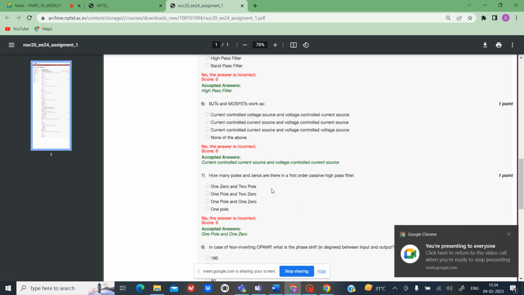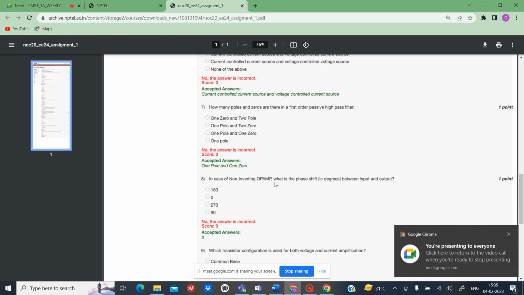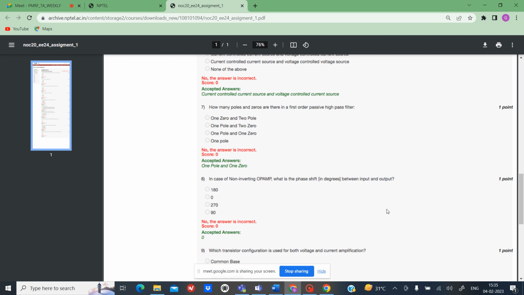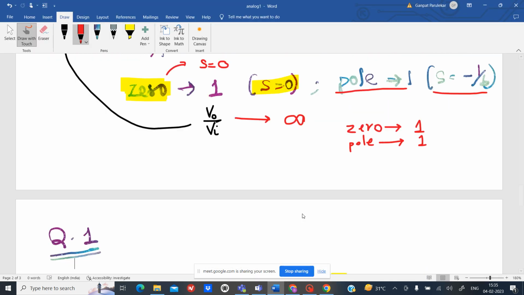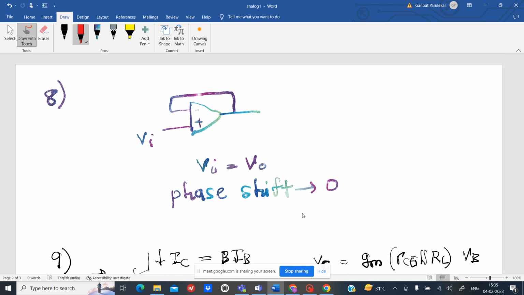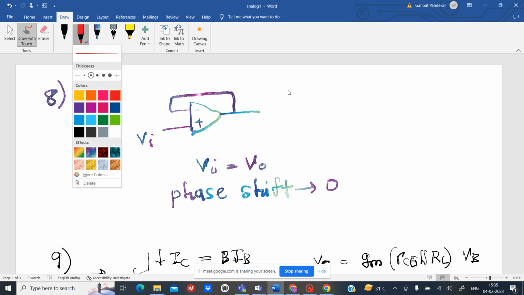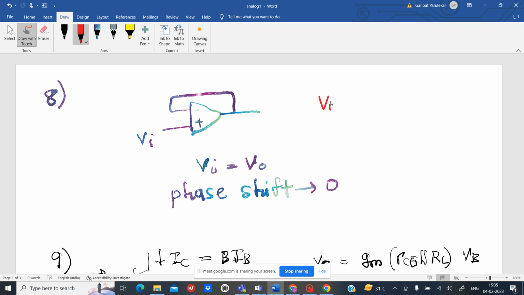So the next question is, in case of non-inverting op-amp, what is the phase shift in degrees between input and output? Okay. So first we will see what is the non-inverting amplifier. Non-inverting amplifier means if I am giving input Vi with positive polarity, then output VO will also have the same positive polarity. Now, if Vi has a negative polarity, then V naught will also have the negative polarity.